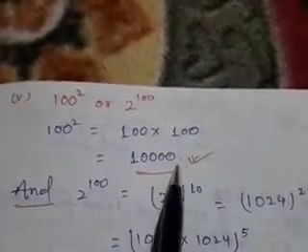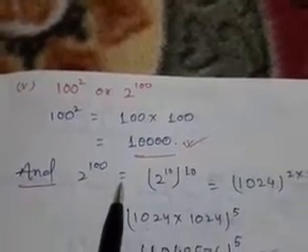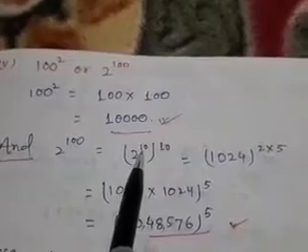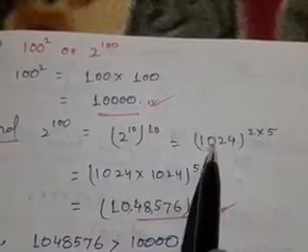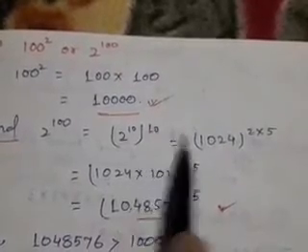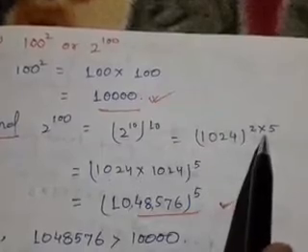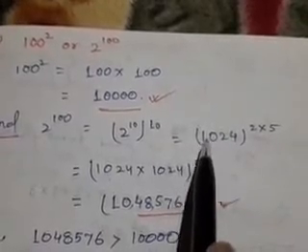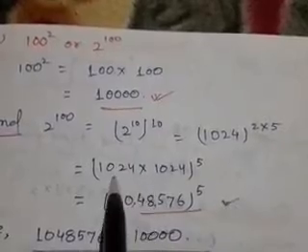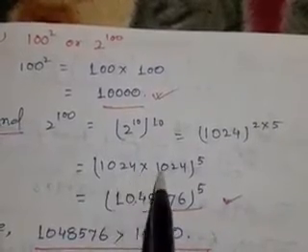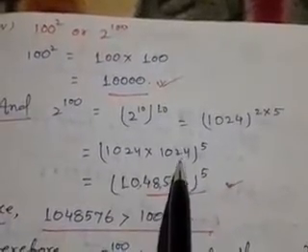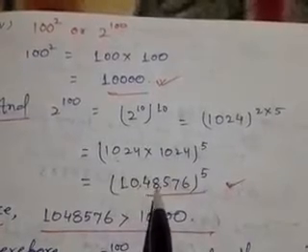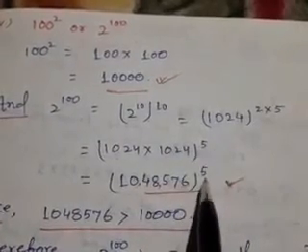Dear students, next question is 100 square or 2 to the power 100. 100 square is equal to 100 multiply 100, equal to 10,000, and 2 to the power 100 we write in this way: 2 to the power 10 to the power 10. 2 to the power 10 becomes 1024, to the power 2 multiply 5, we write 10 in this way. Again, 1024 square becomes 1024 multiply 1024, to the power 5. When we find the product of these numbers, it becomes 10,48,576 to the power 5.